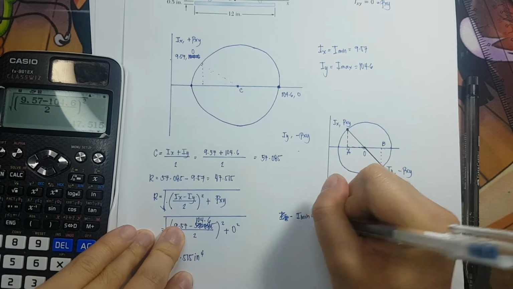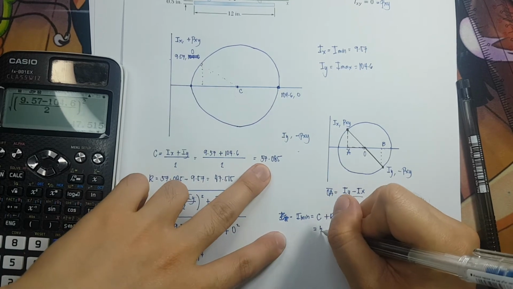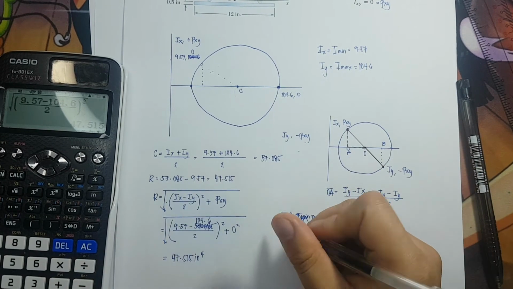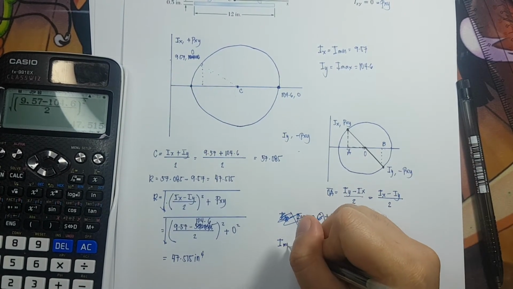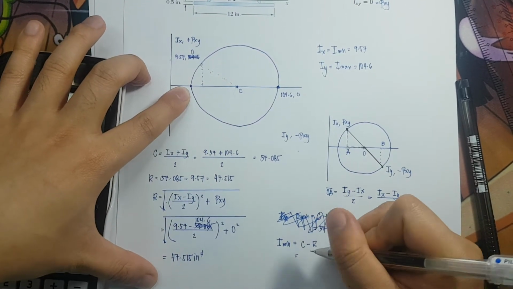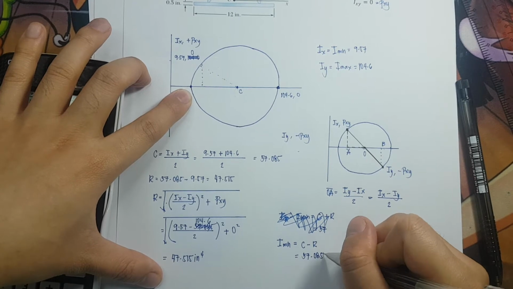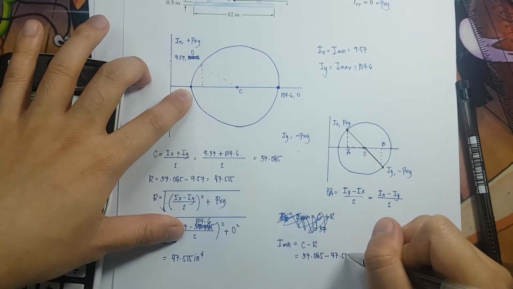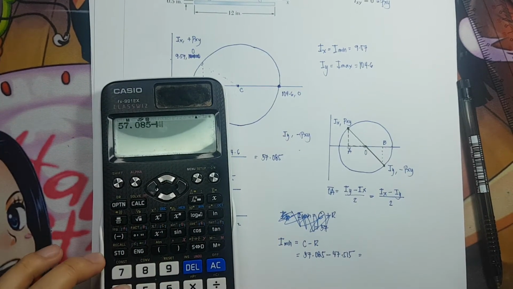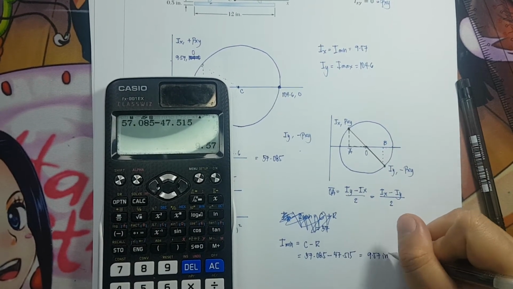I min is equivalent to the center plus the radius. The center is 57. No, let me correct that. I min is equivalent to the center minus the radius. So what is our center? 57.085 minus the radius of 47.515, and that will generate us 9.57 inch raised to the fourth power.